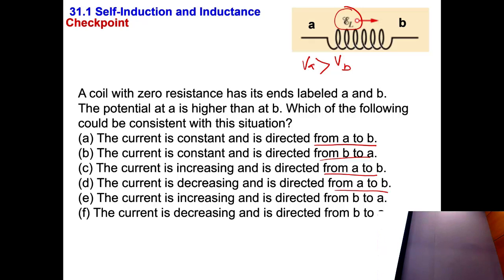If the induced voltage is in that direction, in such a way that VA is larger than VB, what do you think the current is? What is happening to the current? Is it constant, increasing, decreasing? Is it moving from A to B or B to A? Think about it. I'll give you half a minute to determine this.